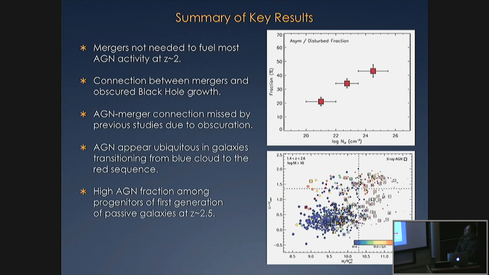Okay, so with that, I will throw up my summary and just say that the two results that we've found just recently are, first, that we do find this increase in the disturbance fraction as a function of nuclear obscuration. That's statistically significant, and that's one of the few times that we've actually seen a connection between merger activity and an AGN population. And then we find this extremely high fraction of AGN activity in these blue compact star-forming galaxies that appear to be in the process of quenching, so essentially we're finding AGN activity right where we need that energy injection to turn these galaxies off. Okay, so I'll stop there and take your questions.